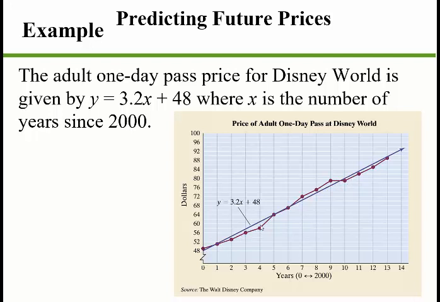These are the actual prices at years since 2000, where x is the number of years since 2000. So when x is equal to 0, that's the year 2000. When x is equal to 1, that's 2001, and so on. We have this non-linear line because it doesn't follow a perfectly straight line. We estimate it with this blue line here, the equation y is equal to 3.2x plus 48.